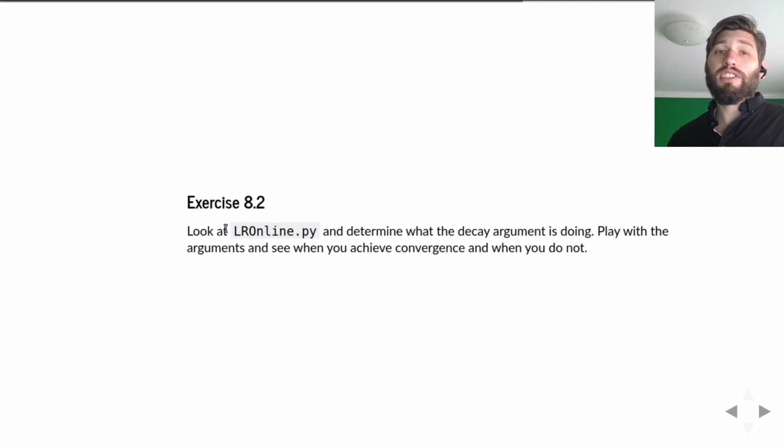Okay, so as an exercise, I would like you to look at the module and determine what that decay argument is doing. So just look at that module. It's a pretty good example of a way to write a short, sweet module. And then try to play with the arguments and see when you achieve convergence and when you do not.